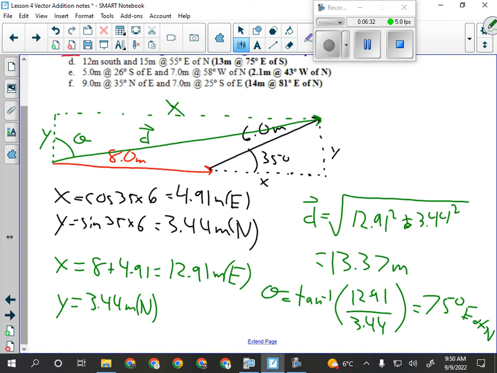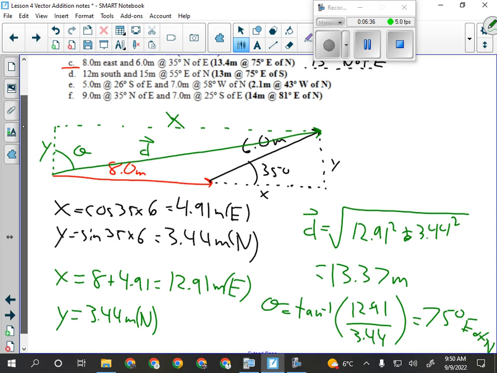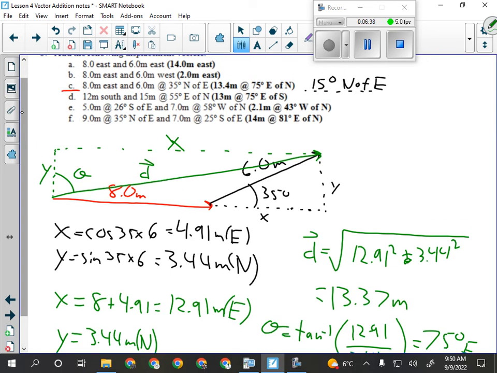Okay? How many significant digits should my answer have for that question? 3. How many does this one have? 2. 2? Okay, and I always go with my smallest one. Yeah. Okay, so everything in that question. So is my answer correct? No. Nope. Should be just 13. Yep. Okay. Everybody all right with that one?